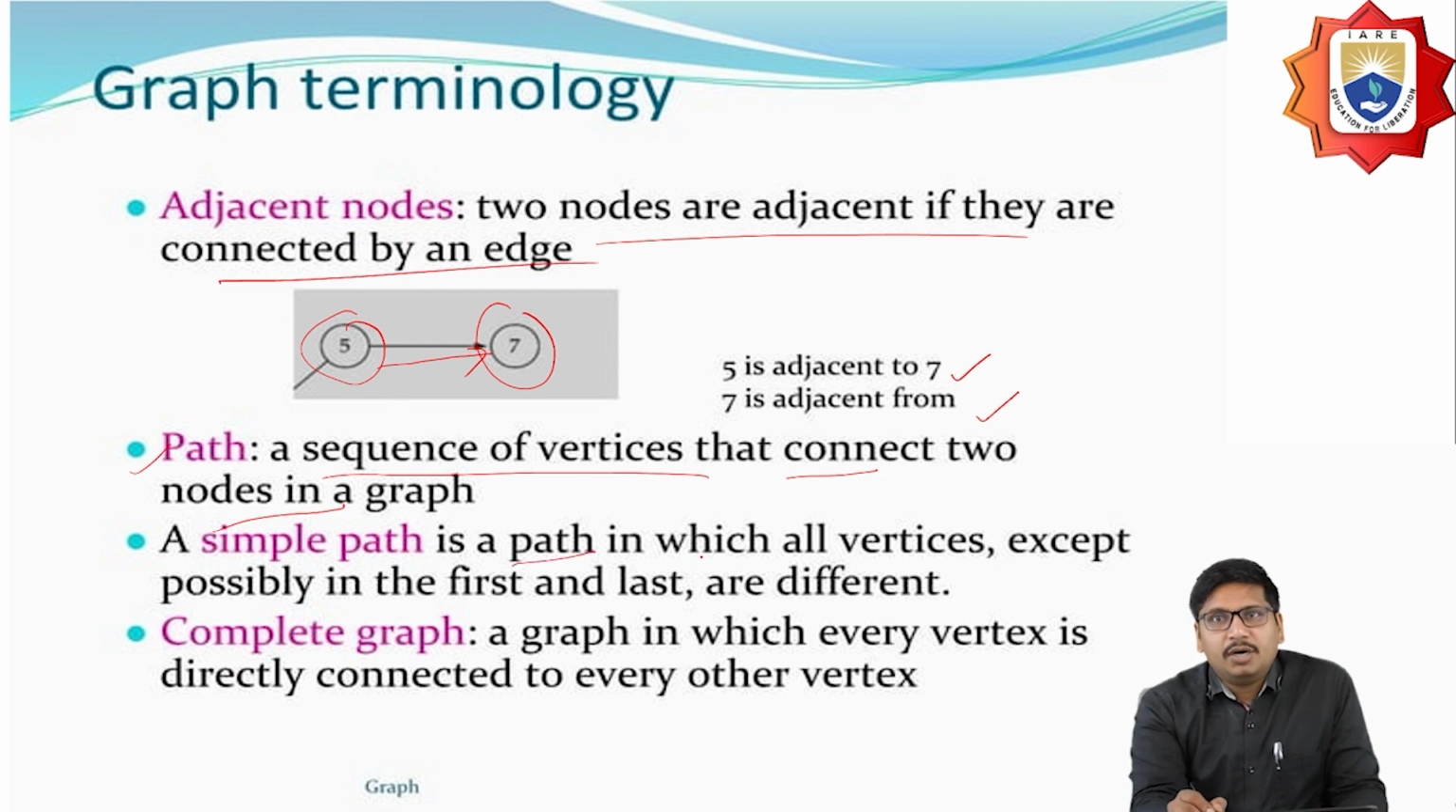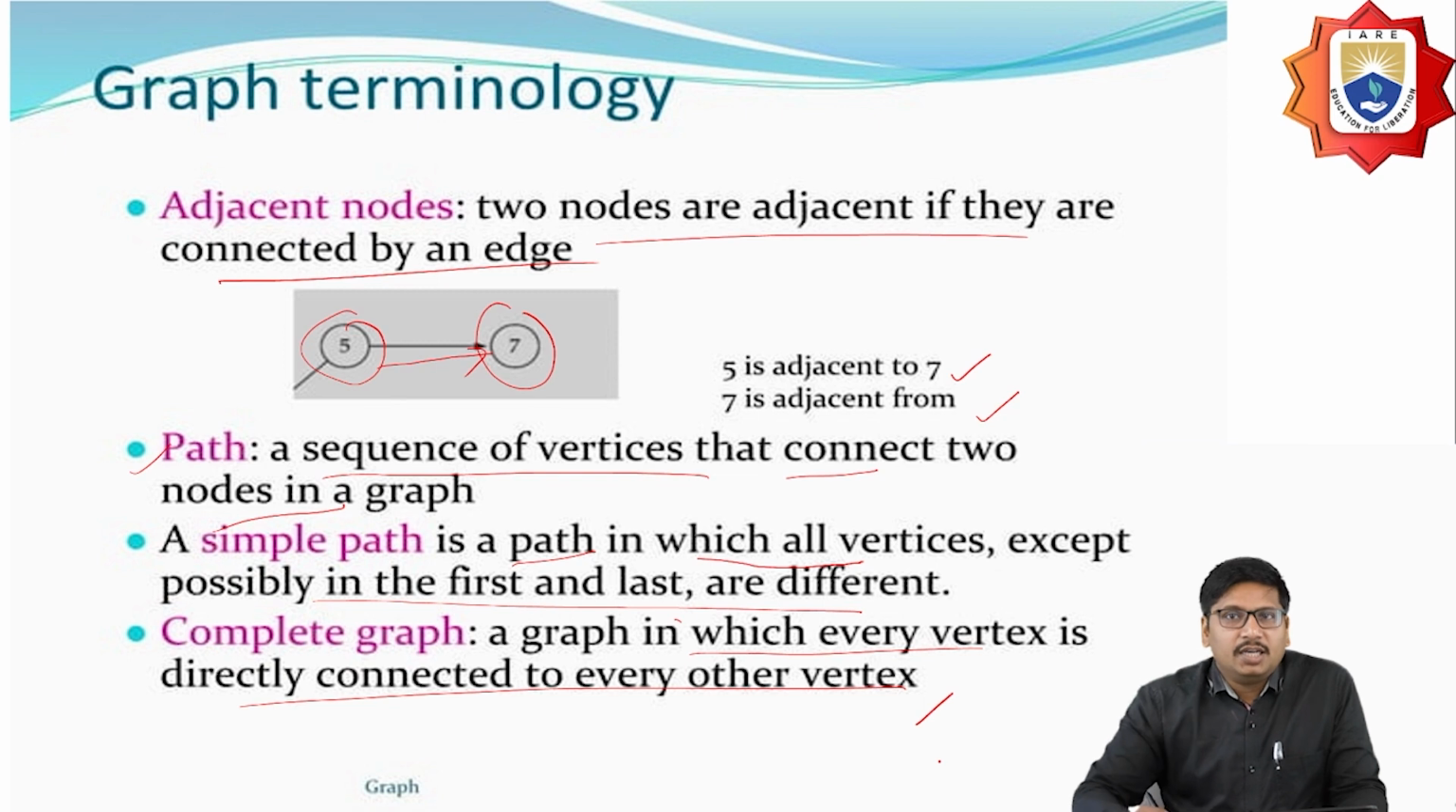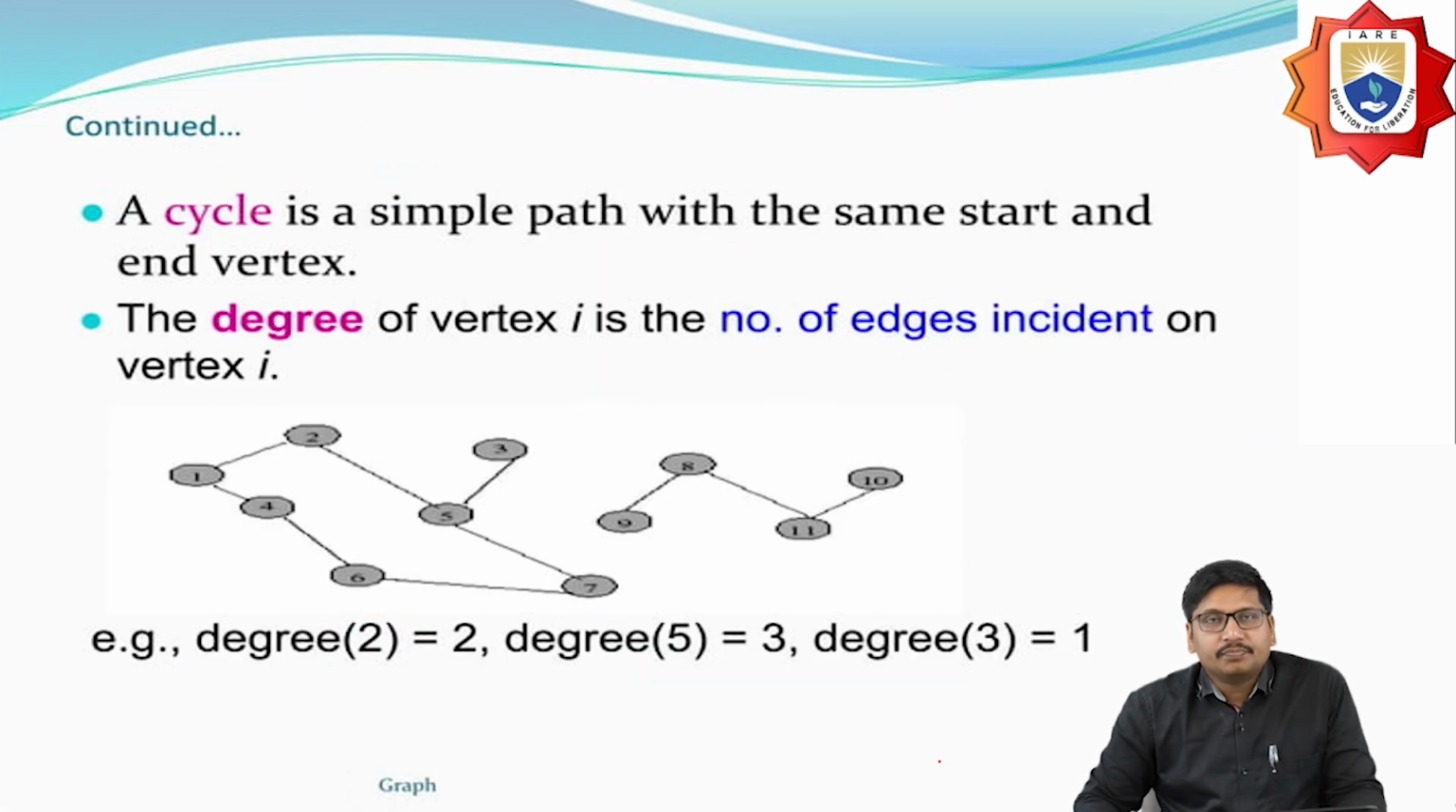And a simple path is a path in which all the vertices except possibly the first and last are different. And a complete graph is a graph in which every vertex is directly connected to every other vertex. So the first one is the adjacent node: two nodes are adjacent if they are connected by an edge. A path is a sequence of vertices that connect two nodes in the graph. A simple path is one in which all vertices except the first and last are different. And a complete graph is one in which every vertex is directly connected to every other vertex.